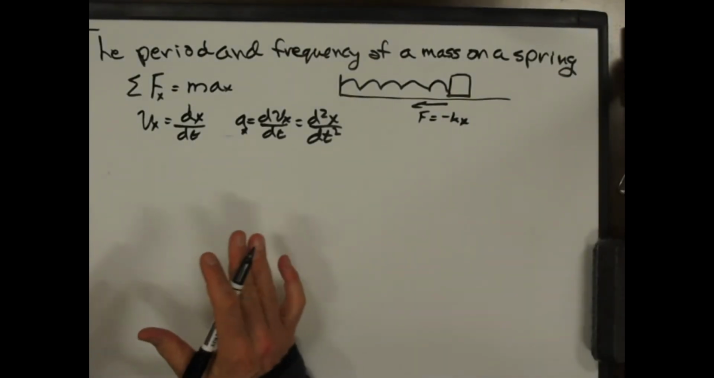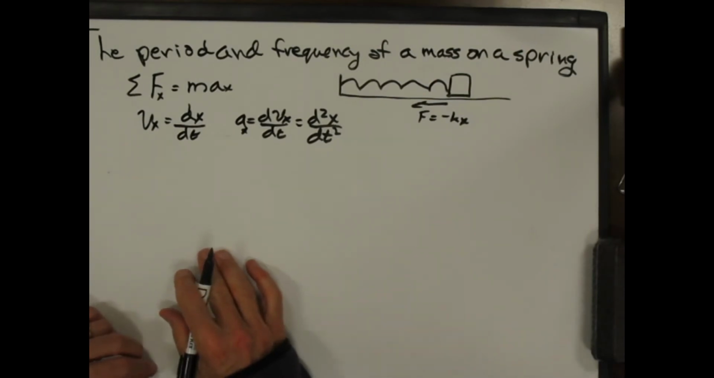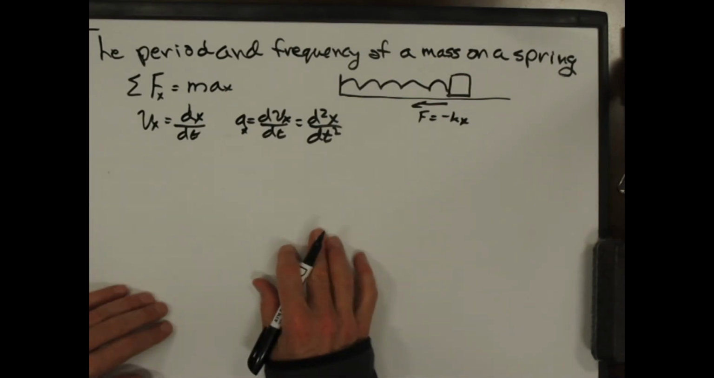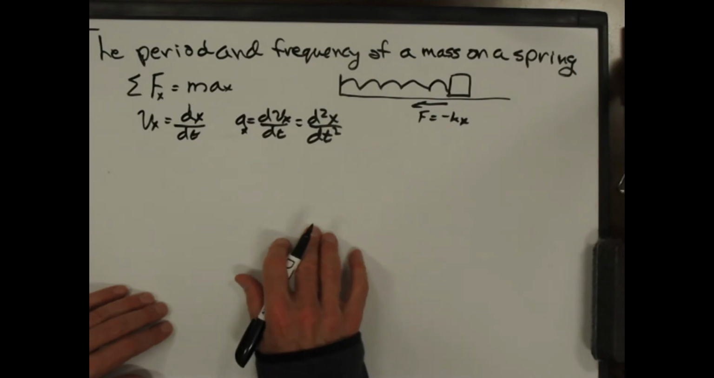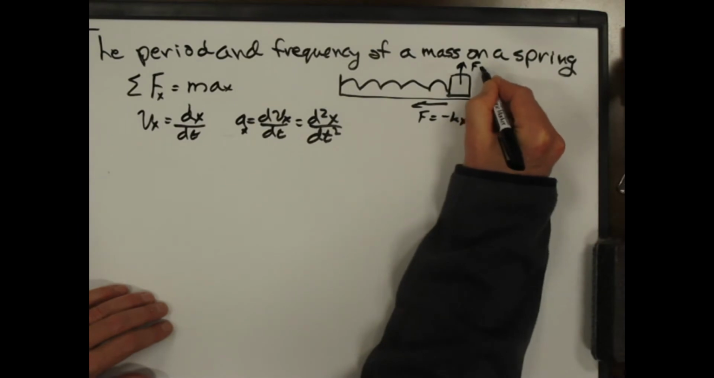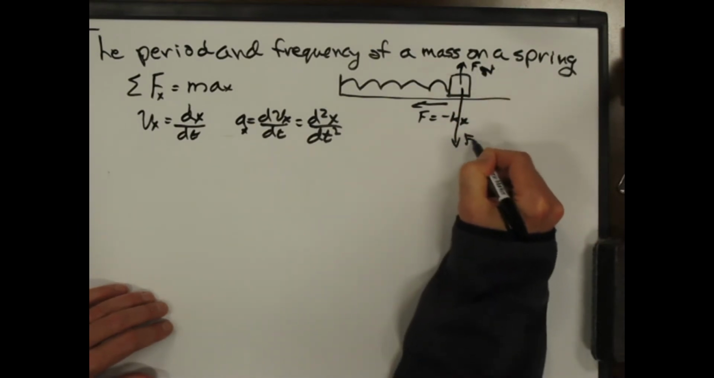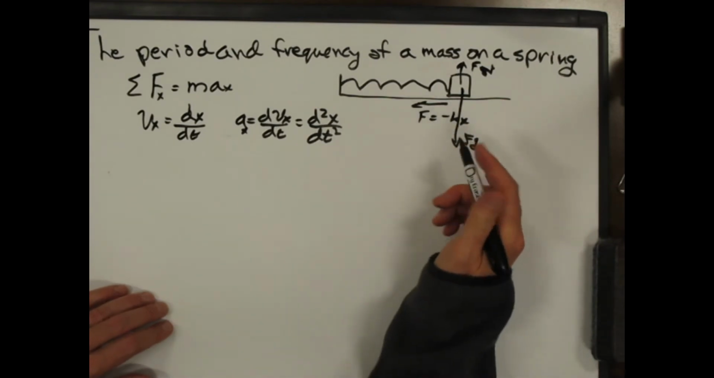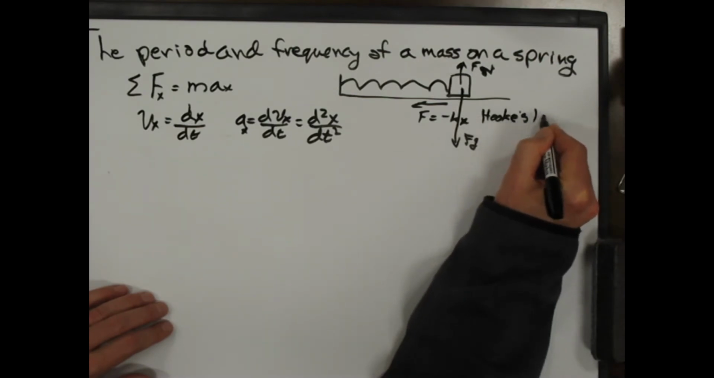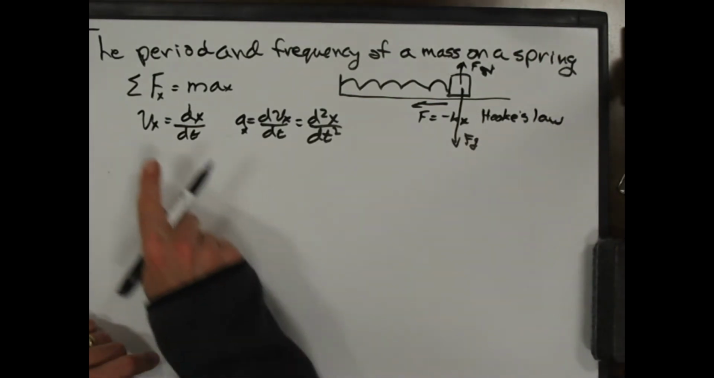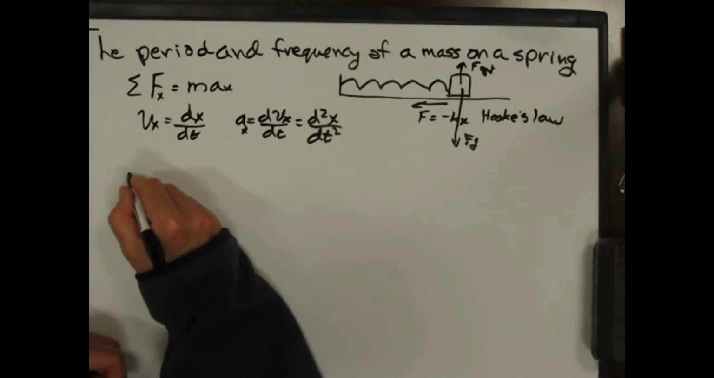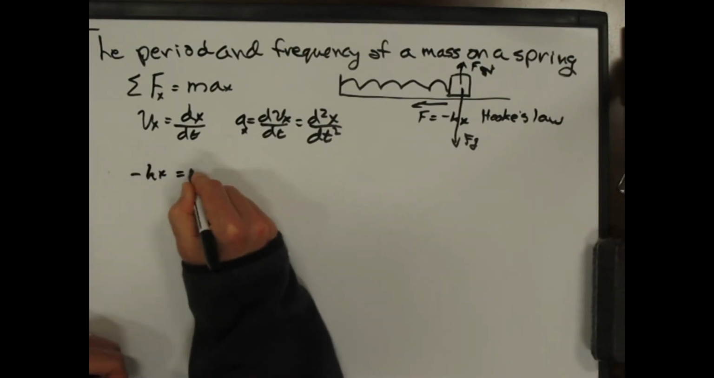So let's dig into the math a little bit and look at the period and frequency of a mass on a spring. And we're going to start by looking at some differential equations here first. First of all, we're going to set aside the forces in the y direction, which is the normal force and the force of gravity, and we're just going to look at the horizontal force, which is F equals minus kx, as Hooke's law. And so we can write the sum of the forces in the x direction, which is just the one force. It's just minus kx.